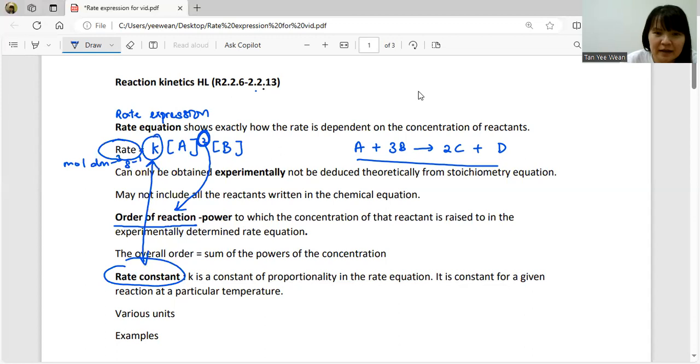A and B, we put a square bracket there, which means it's concentration in mole per dm cube. And the little numbers, the square or cube or whatever, that is the order of reaction. That is the to the power of. Okay, and this power of, you cannot get it from the stoichiometry. You have to run an experiment to find out what it is.